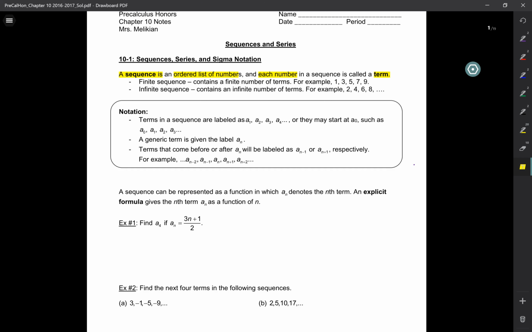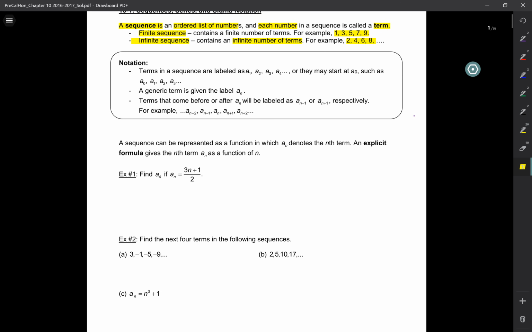All right. A finite sequence is a sequence that contains a finite number of terms. So you know exactly how many terms are in there: 5 terms, 50 terms, 100 terms, and so on. So for example, 1, 3, 5, 7, 9, this is a finite sequence. It's got 5 numbers in there. An infinite sequence contains an infinite number of terms, meaning it just keeps going and going. So for example, 2, 4, 6, 8. This looks like all of the even numbers up to infinity. Okay, so it keeps going.